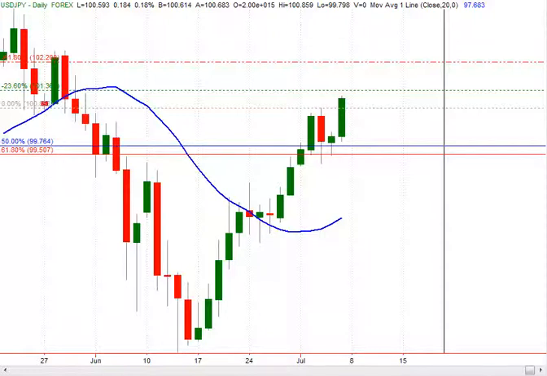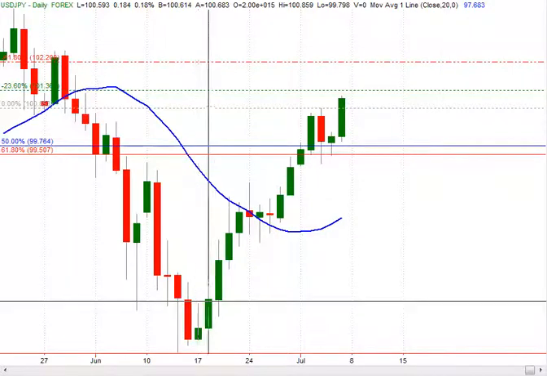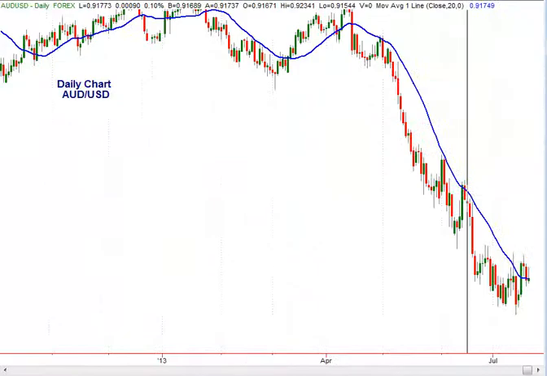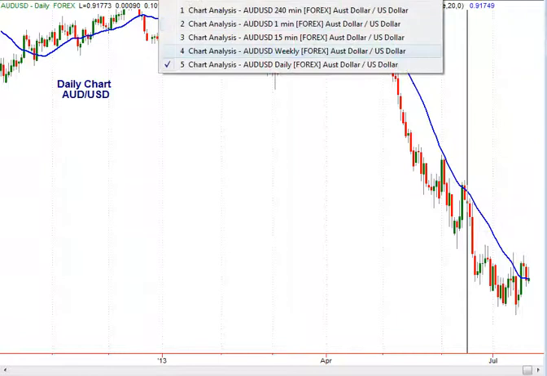What I'll do, I would get some partial profits if you have a position from a lower price at these two levels. And finally, the Australian dollar versus the US dollar.